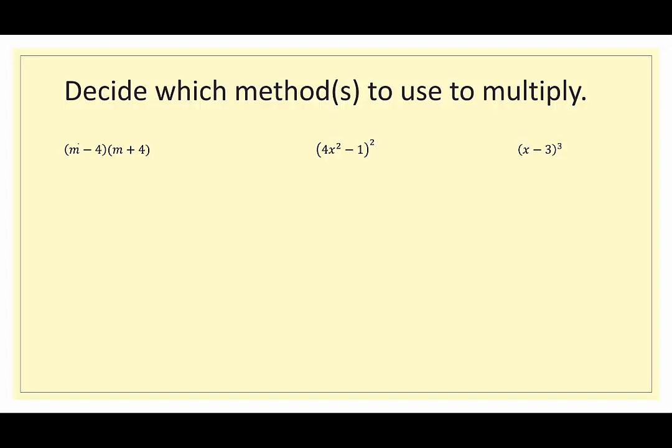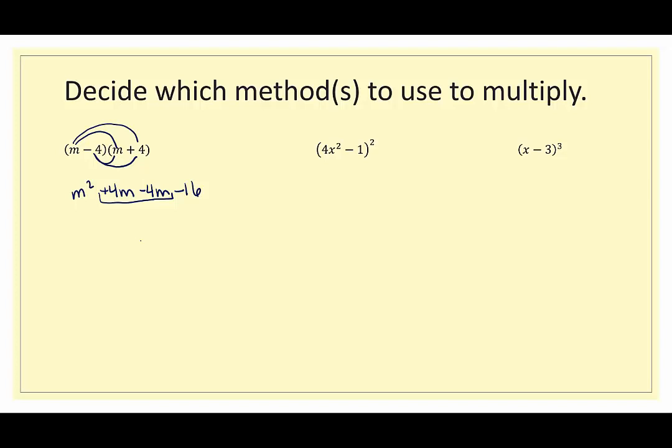I'll FOIL again, so that's m times m is m squared. M times positive 4 is positive 4m. Negative 4 times m is minus 4m. And minus 4 times positive 4 is minus 16. When I go to combine my like terms in the middle, I have a positive 4m and a negative 4m.